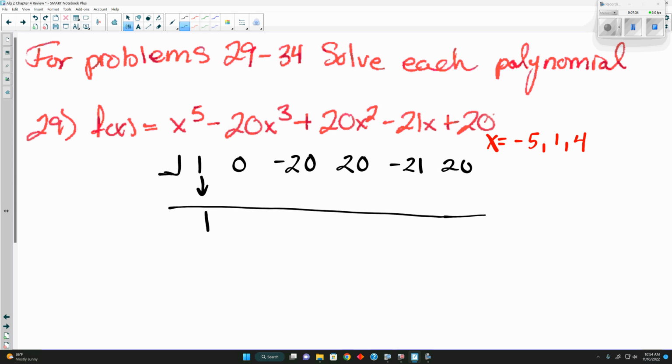Now we need to pick one of these 4 solutions, or one of these 3 solutions to use to simplify it. It doesn't matter which one we pick. We could start with 1 and use it for synthetic division. Well, 1 times 1 is 1. 0 plus 1 is 1. Then we do 1 times 1 again, which gives us 1.